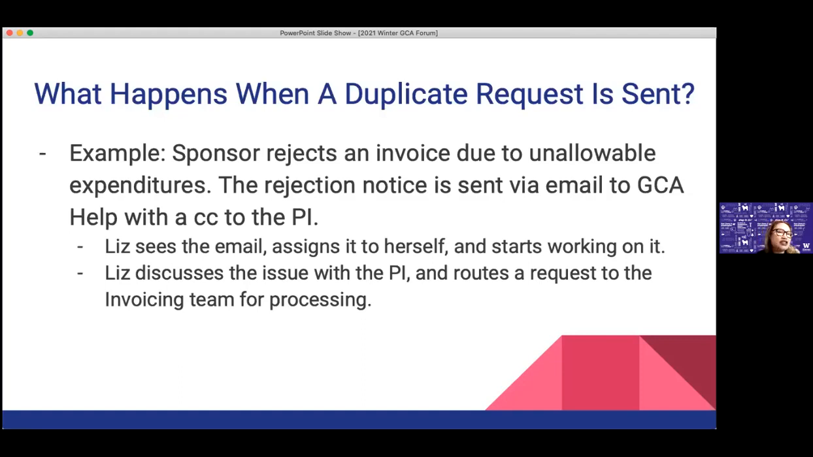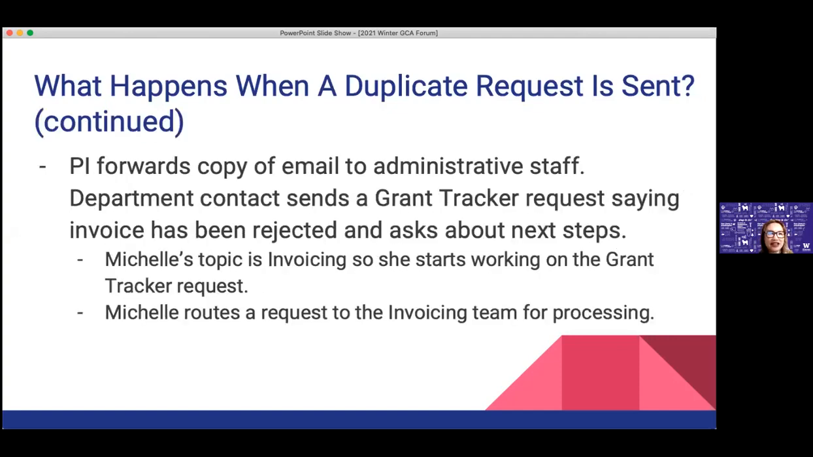Let's just say Liz is in email at that moment. She sees it and says, oh, okay, I'm going to start working on this. So she's going back and forth in this email with the sponsor. The PI knows what's going on. Then she routes a request over to our invoicing team so they can work with the department to redo the invoice. All right, next slide.